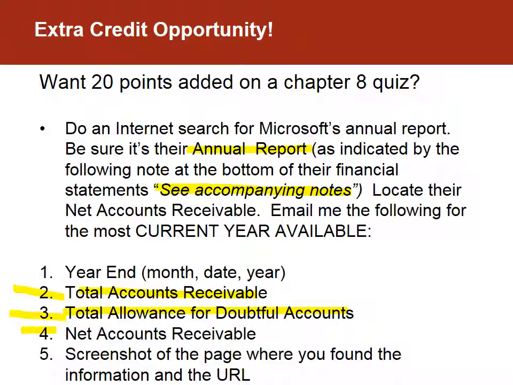Finally, I want you to give me a screenshot of the page where you found the information, as well as the URL. So if you give me this information, I'll add 20 points to a quiz from Chapter 8, which should be helpful for everyone. And it's also very good practice for the annual report project that every student is required to do in BADM 212. Let me know if I can help.